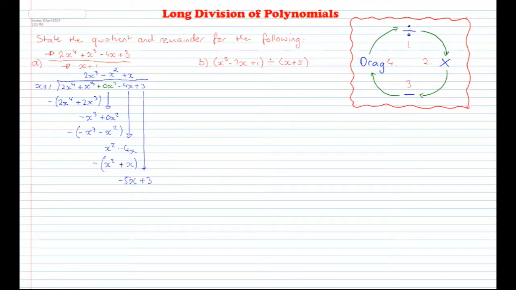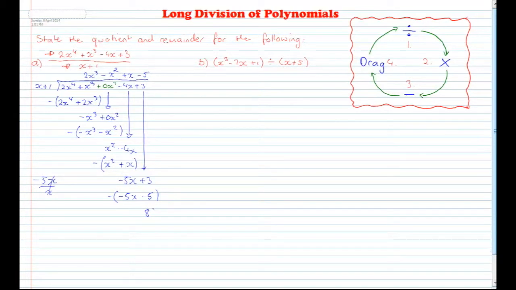Now negative 5x divided by x, well the x's are going to cancel out, just like if I wrote negative 5x over x here, the x's will cancel out. So that's going to get me negative 5 up here, and negative 5 times x is negative 5x. Negative 5 times 1 is equal to negative 5. Put brackets around, and I subtract. Negative 5x minus negative 5x is 0, awesome. 3 minus negative 5 is going to be equal to 8. So now I've subtracted, I go through and I drag.